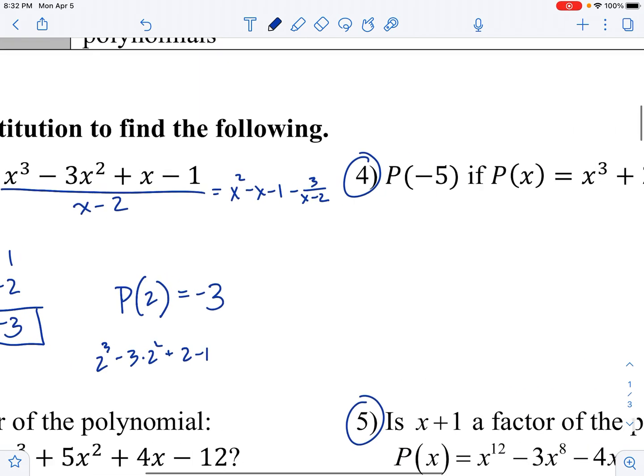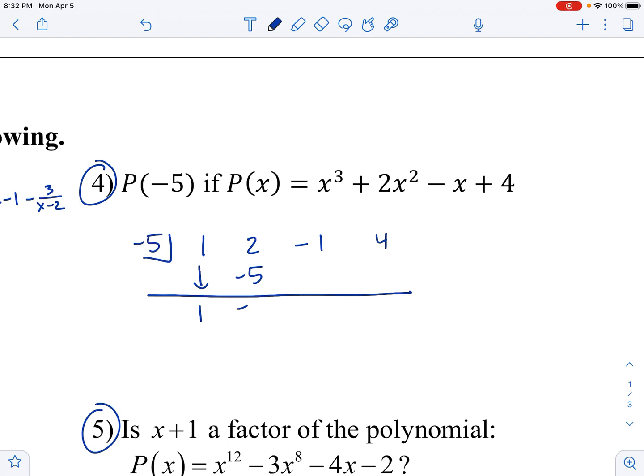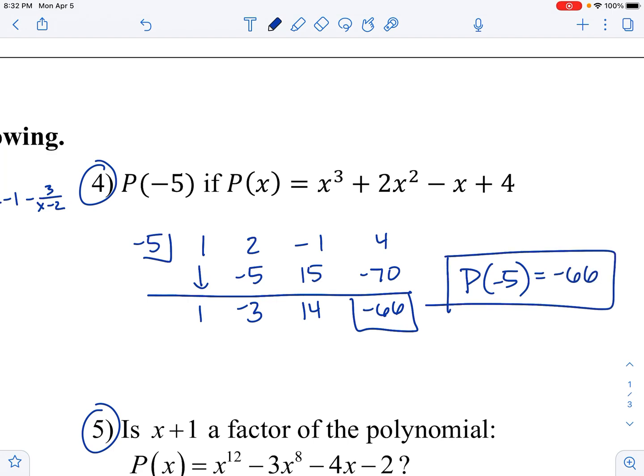All right, let's do number 4 over on the side here as well. When I want to have a negative, that's fine. I'm still just going to set up with 1, 2, -1, and 4. In my box is exactly that value, so -5. I go through my algorithm, which is so quick once you get used to it. 5 times 14, well, 5 times 15 is going to be 75, so I get -70. And then that's going to give me a remainder of -66. So what is the value of this polynomial at -5? It is -66.